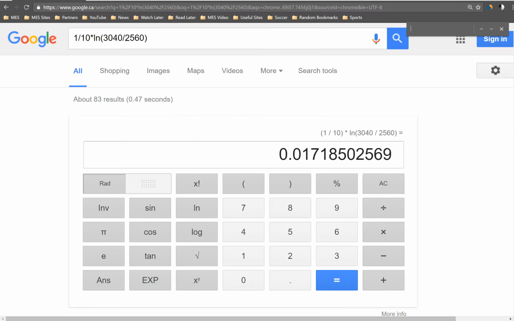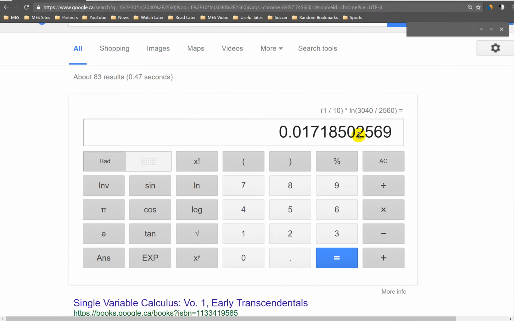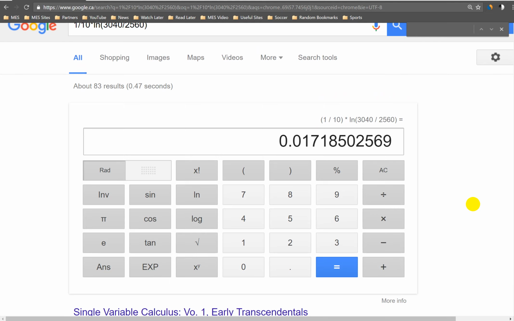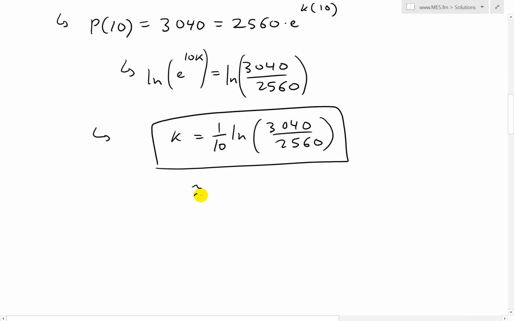Here I've plugged this into the calculator, just using the Google calculator: 1 over 10 times ln of 3040 divided by 2560. We get a value of about 0.017185, and it keeps going on and on. We'll just stop at the 5. So k is roughly equal to 0.017185, and again, recall that the units are per year.